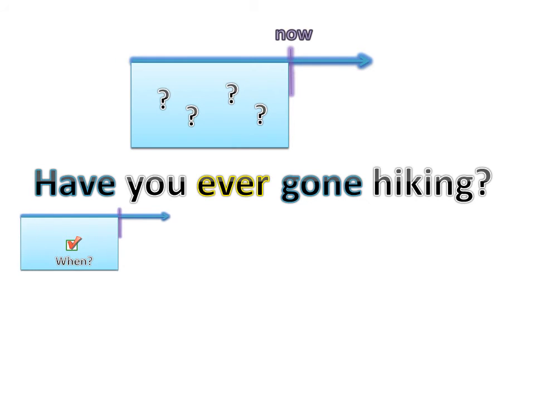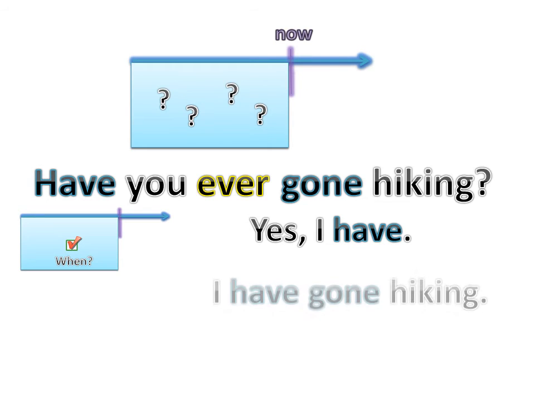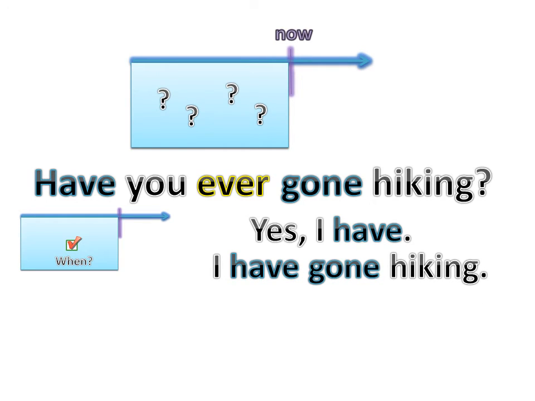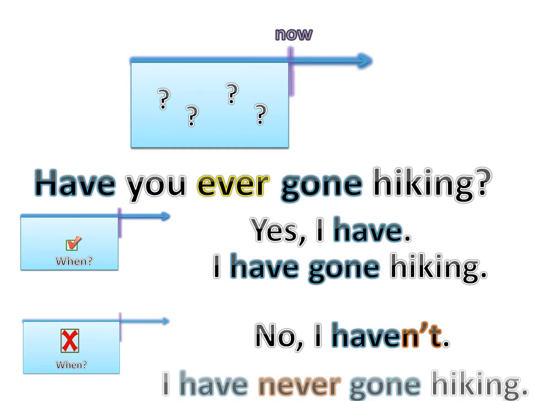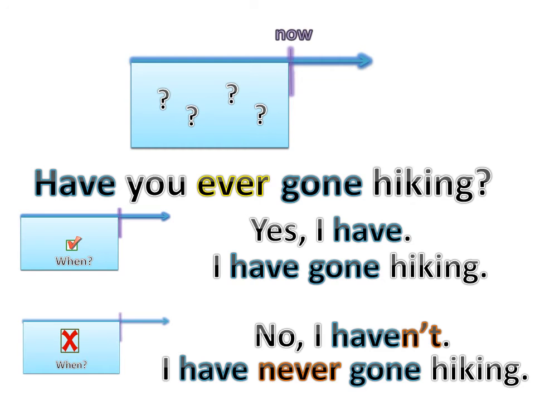Now, if you think about your past experience, and if it's true, you can say, yes, I have. Or, I have gone hiking. Again, the key is we don't know when. Now, if you look in your past experience, and you have not had this experience, you can say, no, I haven't. Or, I have never gone hiking.